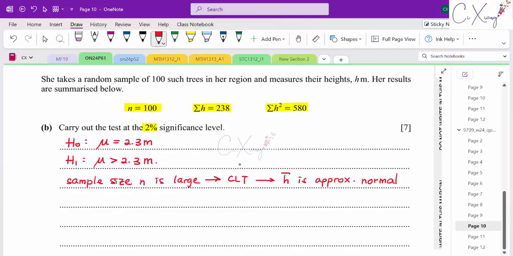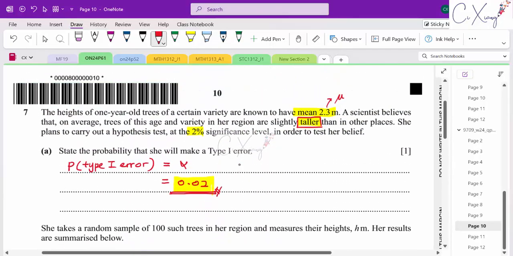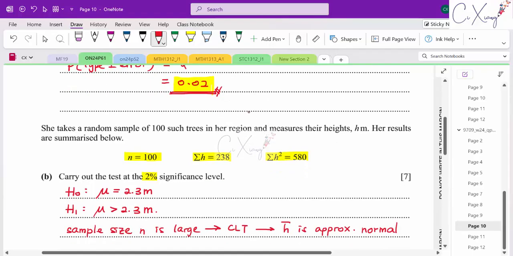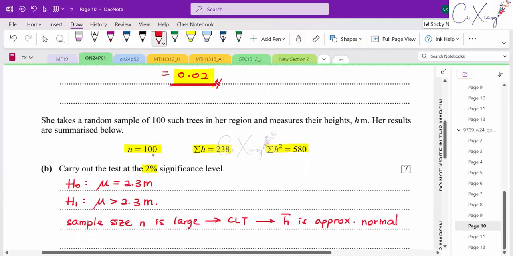It is because in this question, they didn't tell me what happened to the population. They didn't tell me whether the population is normal or not. So that's the first thing. Therefore, I look at the sample size. So the sample size is large. So when the sample size is large, according to the central limit theorem, the sample mean will be approximately normal distributed.